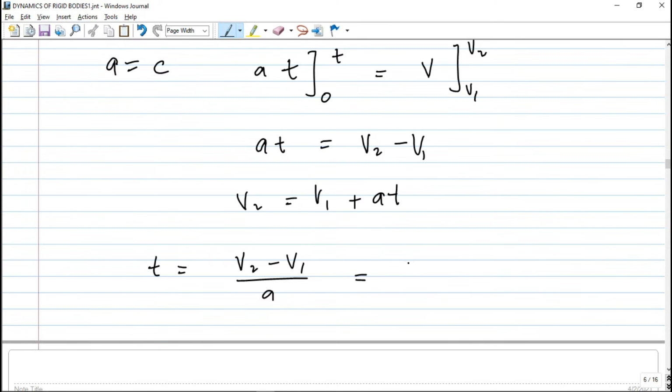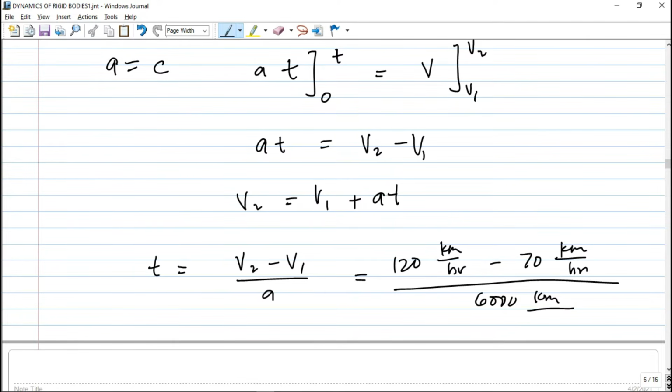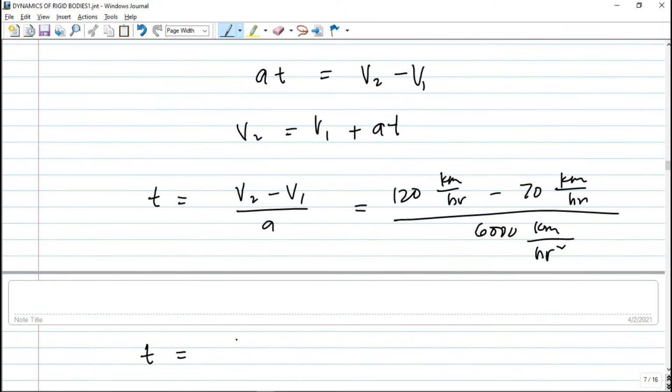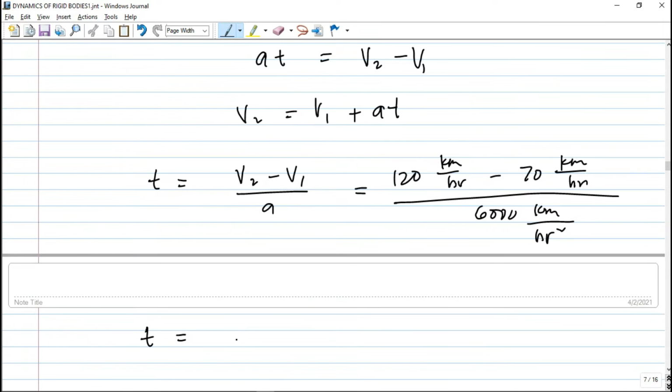So v sub 2 natin from the problem, that is 120 kph, so kilometers per hour. Then minus v sub 1, that is 70 kph, 70 kilometers per hour. Then yung ating acceleration is 6,000 kilometers per hour squared. So ang unit nito guys is hour. Just compute that in your calculator. So that gives us 1 over 120.